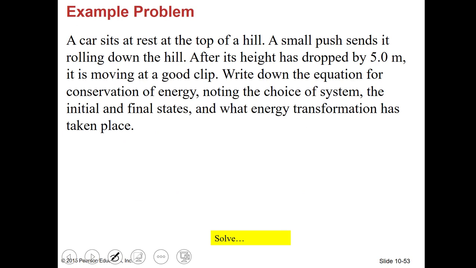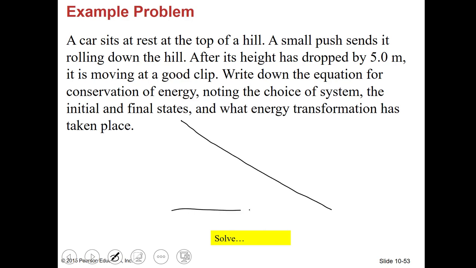So here's an example problem. A car sits at rest at the top of a hill. A small push sends it down the hill. After its height has dropped by 5 meters, it's moving at a good clip. Write down the equation for conservation of energy, noting the choice of system, initial and final states, and what transformation has taken place. Okay, so let me just draw something like this.